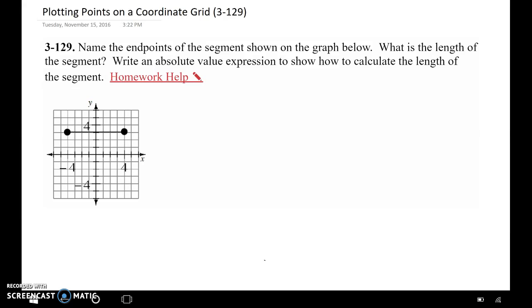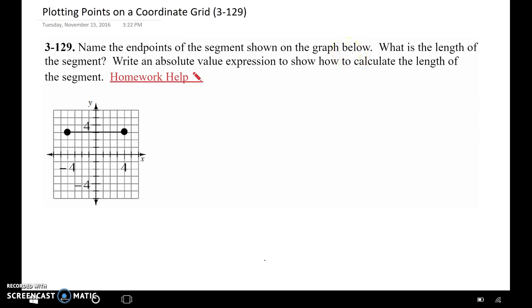This is problem 3-129 from your CPM Course 1 textbook. I am, of course, Mr. Marcus. Name the endpoints of the segment shown on the graph below.